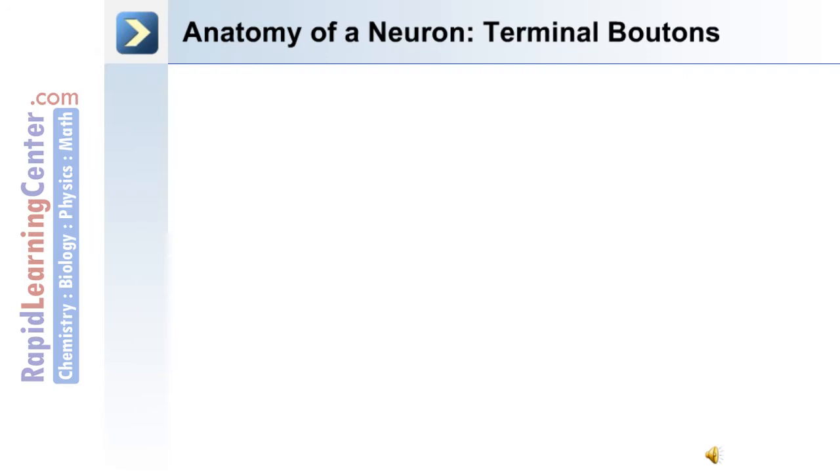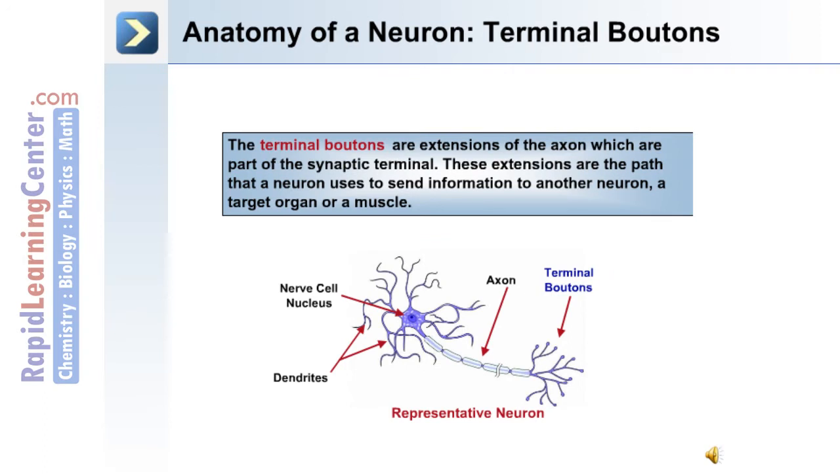At the distal end from the neuron cell nucleus are the terminal boutons. These are extensions of the axon that are part of the synaptic terminals. The extensions are the path that a neuron uses to send information to another neuron or a target organ or muscle.